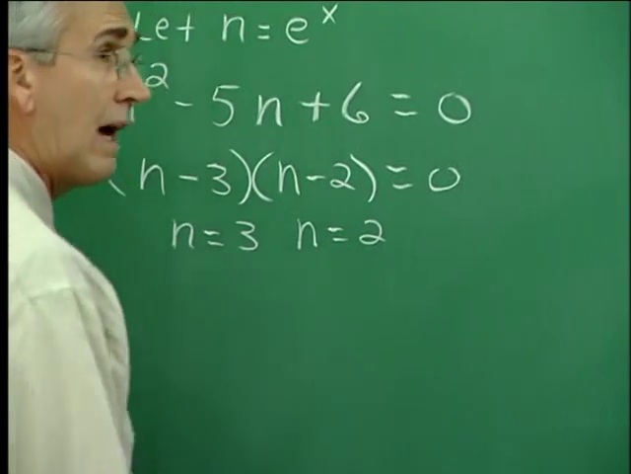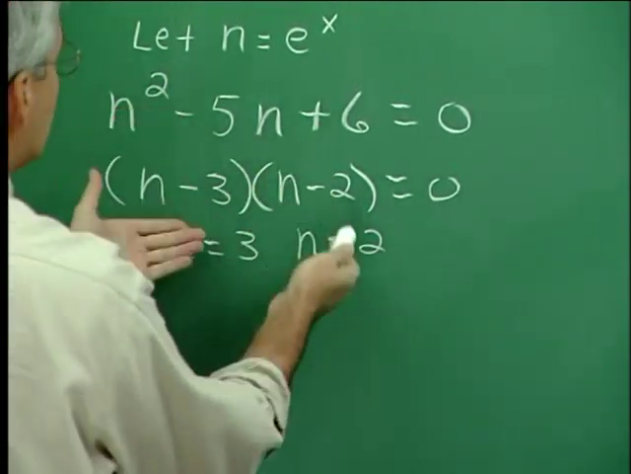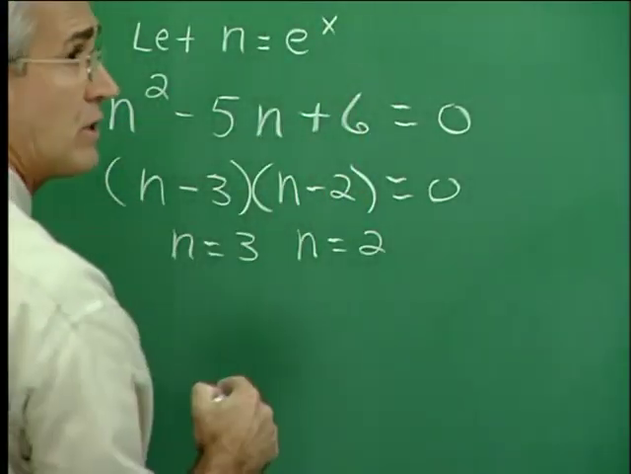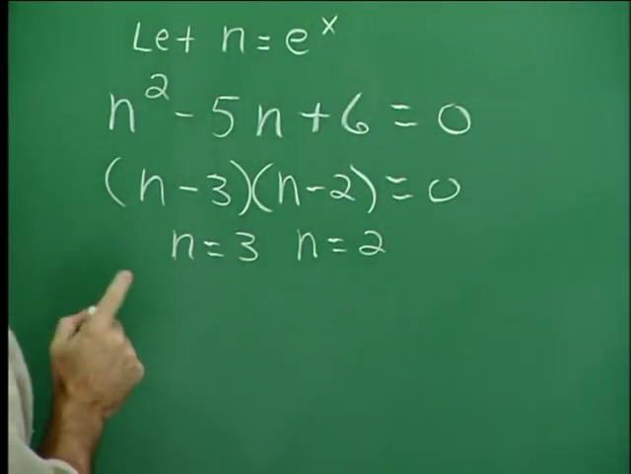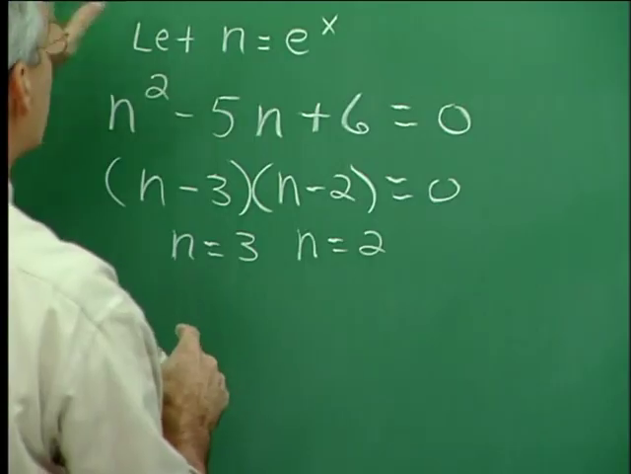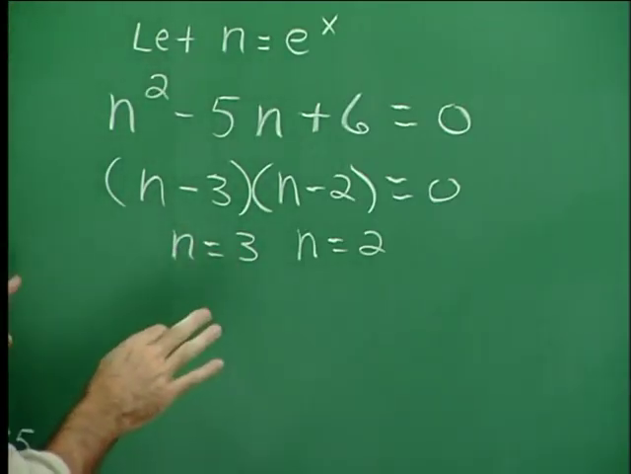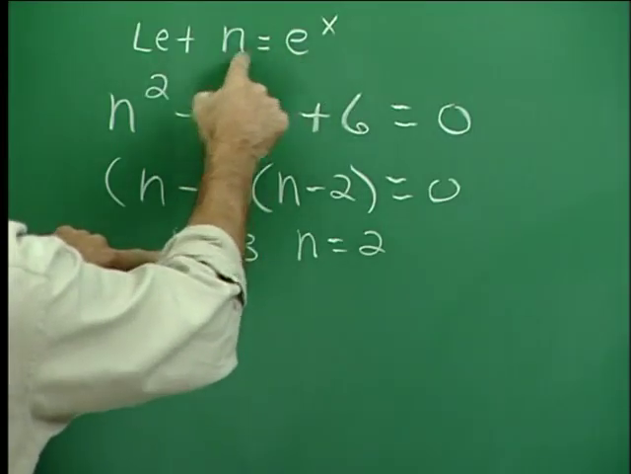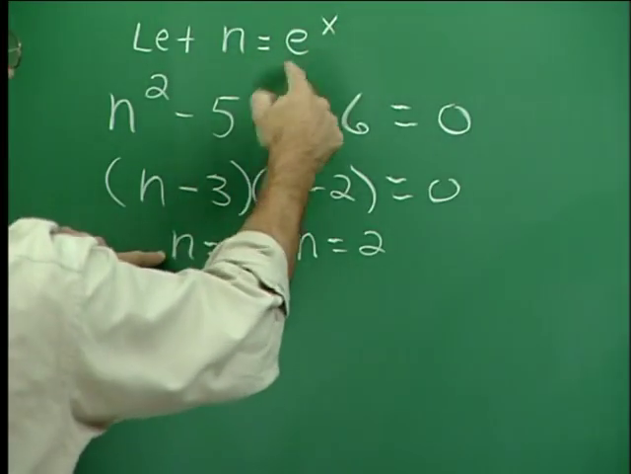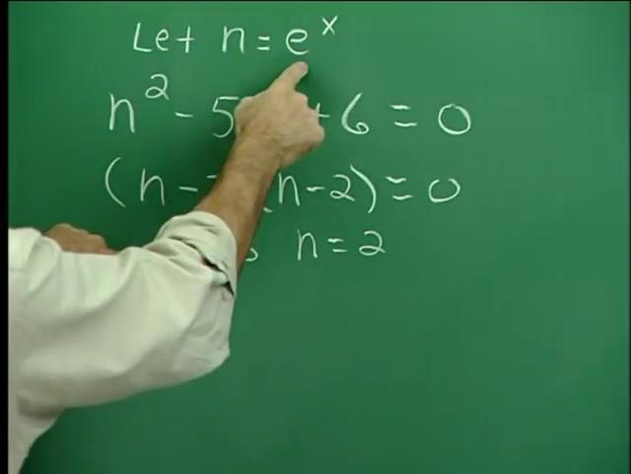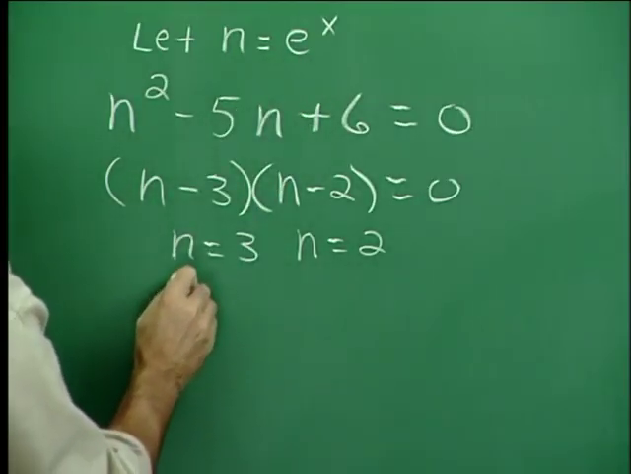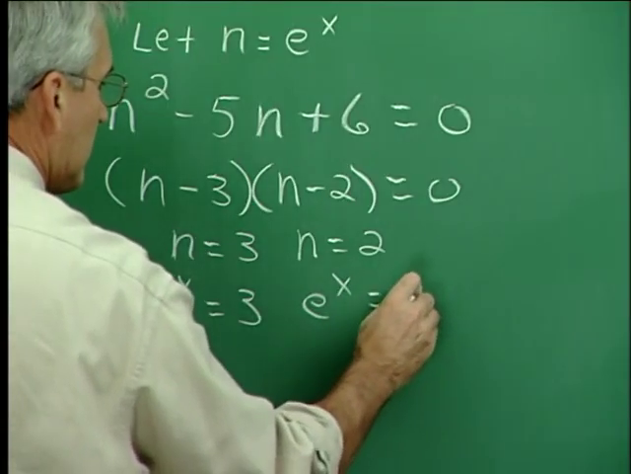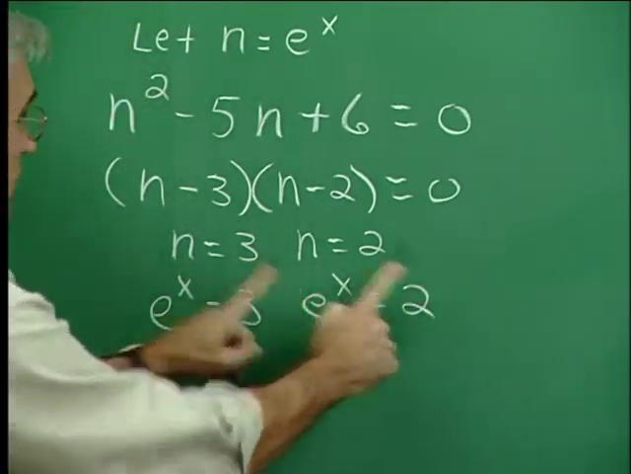But do we want to know the value of n? Well, n solves this equation. We don't need the value of n to solve our original equation. We need the value of x. We're looking for that x that is in that exponent. So we have to substitute back. That is, if n is 3 and we know that n was substituted for e to the x, then we back substitute. Replace n with e to the x, and replace this n with e to the x. And away we go with solving these two equations.